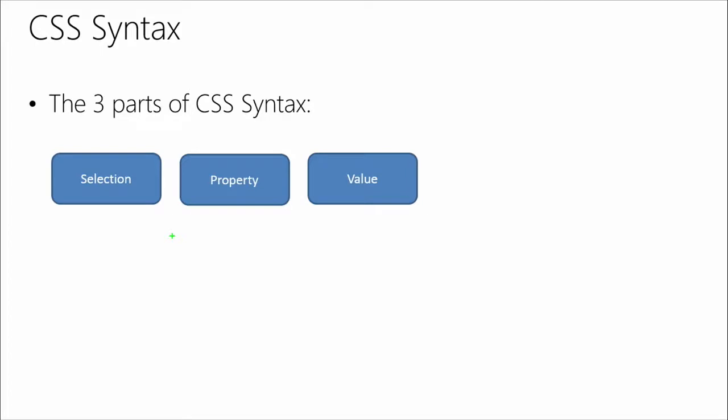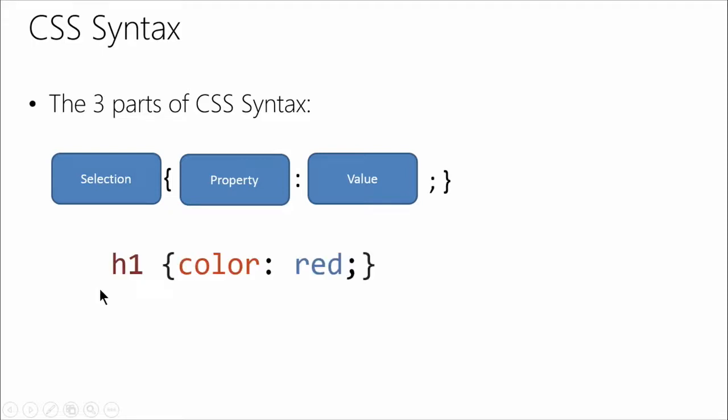Let's look at an example. By the way, you're going to stick in a couple of curly brackets and a semicolon or two to finish off your syntax. Here's our example. In this case, H1 is going to be our selection. That's our object, as you mentioned, Christopher. Then our property is going to be the color. That's the characteristic that you're going to change. And you're going to change that to the value of red.